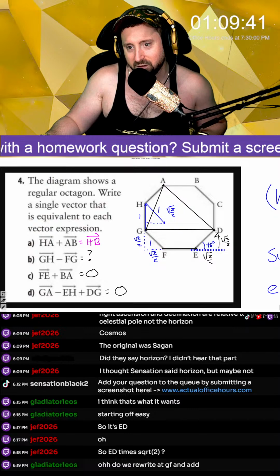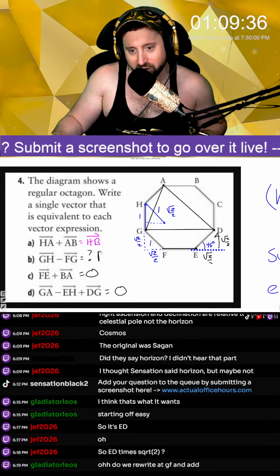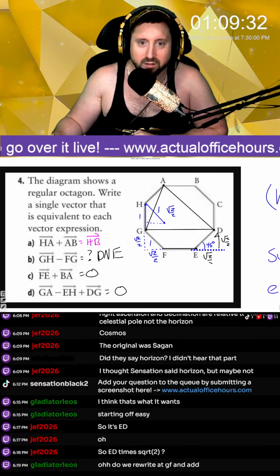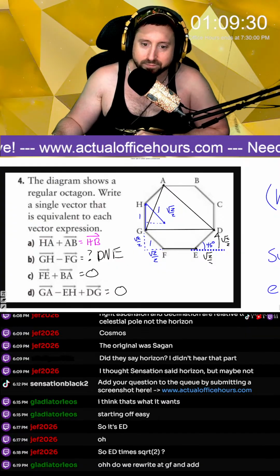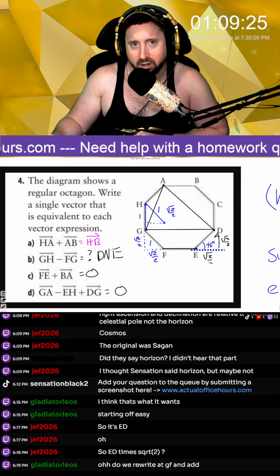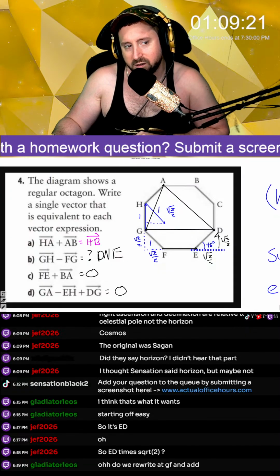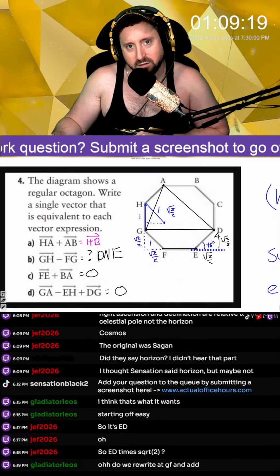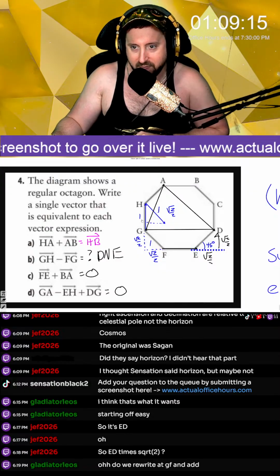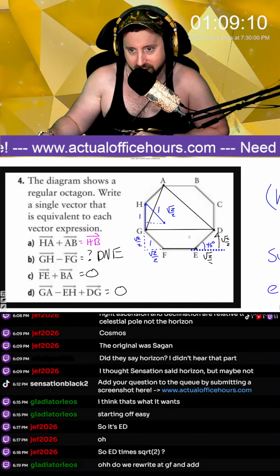ChatGPT says that there's no labeled single vector for B. Okay, so this one does not exist, I guess. I don't really know any way to see it either. Unless, again, you started calling this side length n and then started breaking it up into square root of 2 over 2 times n and whatnot. You could do that.